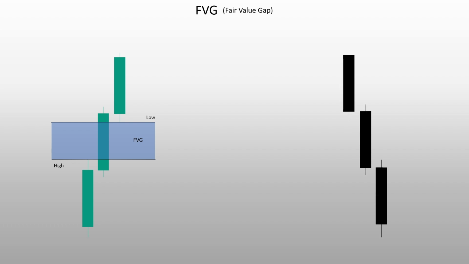Now let's look at a bearish fair value gap. Here we have 3 bearish candles. In this, the low of the first candle's wick and the high of the third candle's wick, if there is a gap between them, that is our sell side fair value gap.